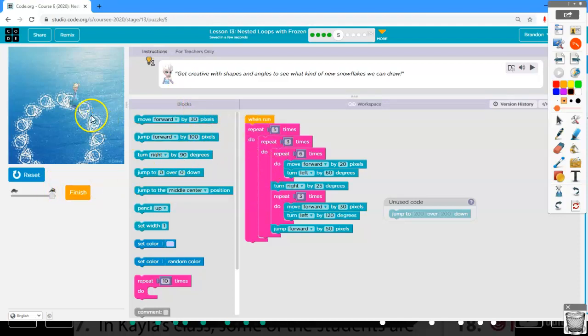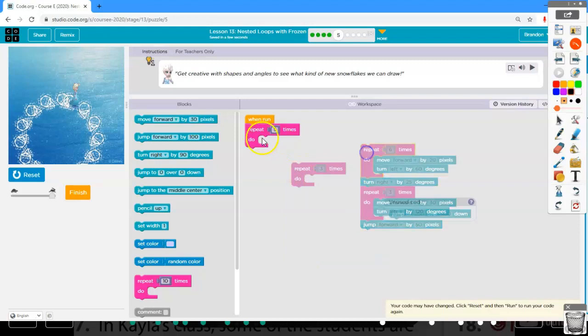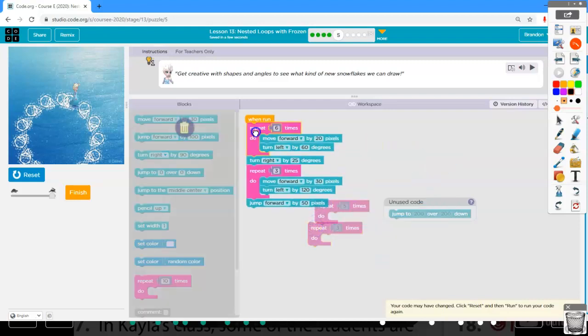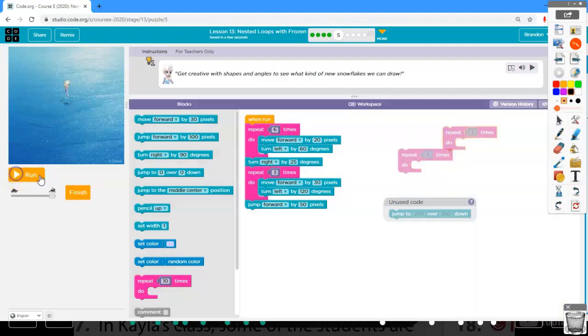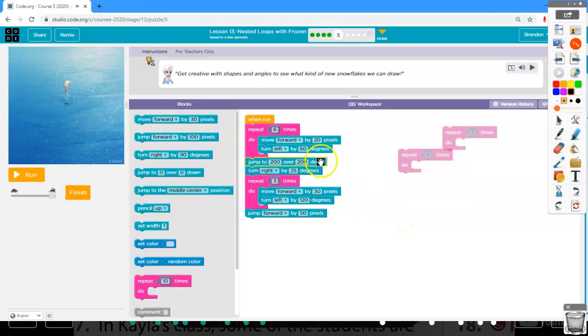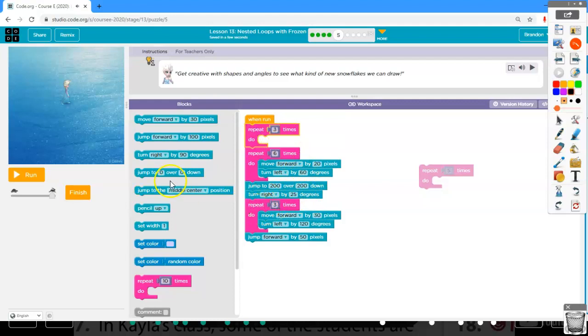So now I'm going to make it like we originally had planned, where I'm going to have those 2 shapes going out from each other. So we're going to draw that one shape, and then after it draws that one shape, we're going to jump back and turn. And then we're going to repeat that 3 times. So draw that one shape, jump and turn.